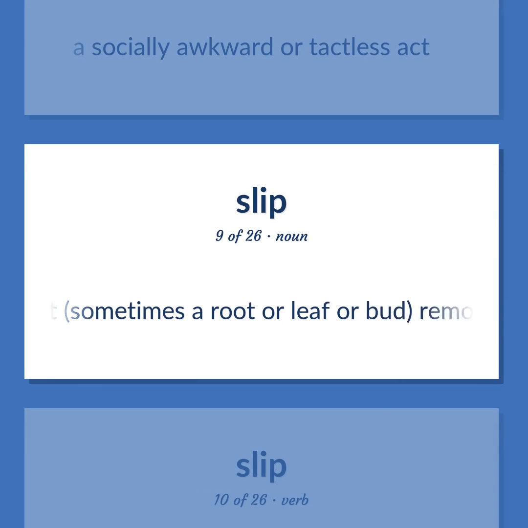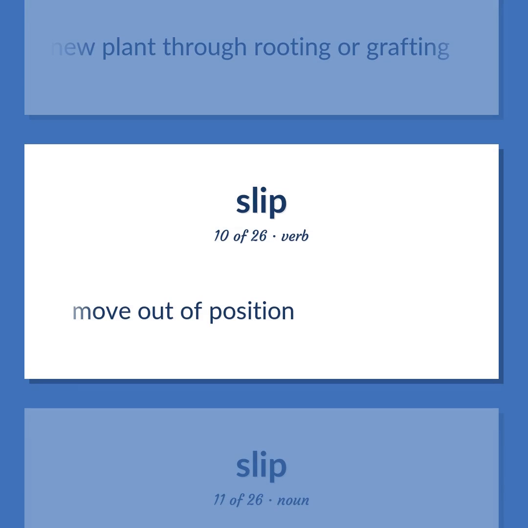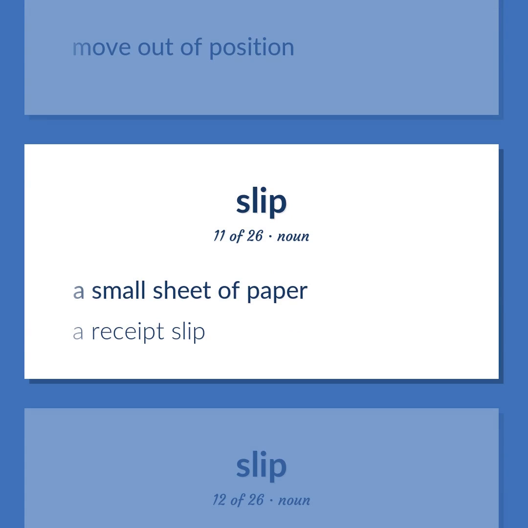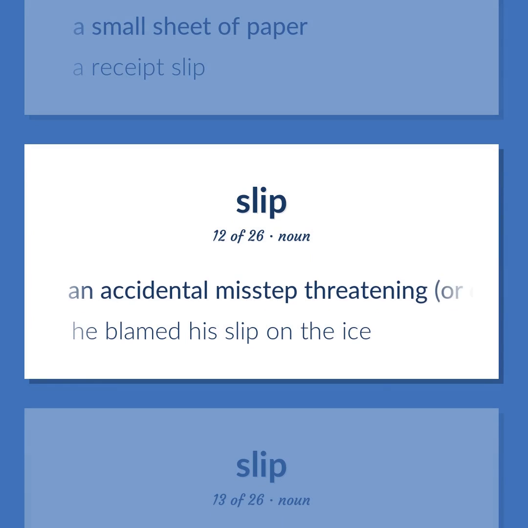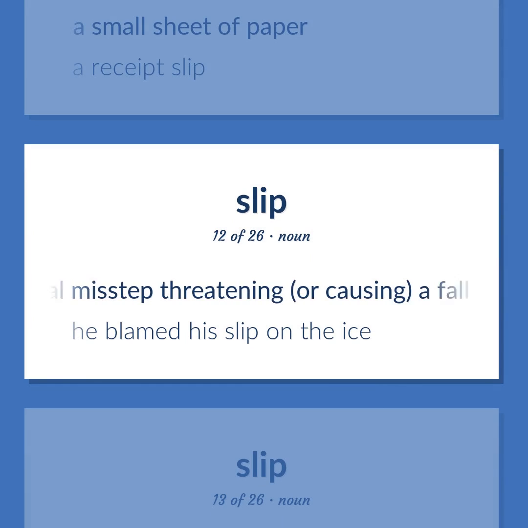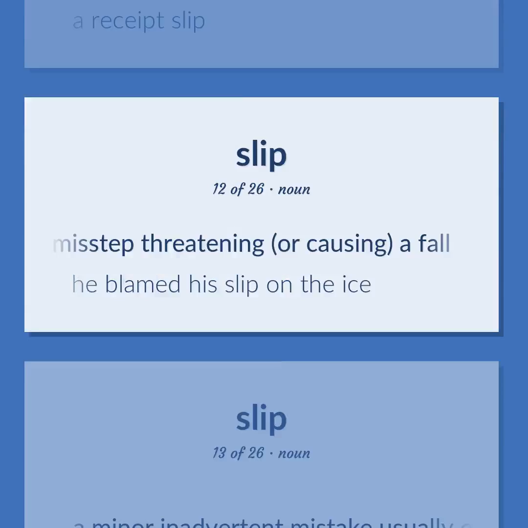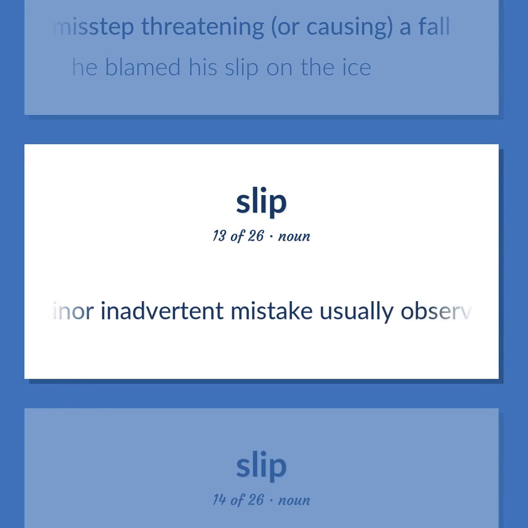A part, sometimes a root or leaf or bud, removed from a plant to propagate a new plant through rooting or grafting. Move out of position. A small sheet of paper. A receipt slip. An accidental misstep threatening, or causing, a fall. He blamed his slip on the ice. A minor inadvertent mistake usually observed in speech or writing or in small accidents or memory lapses, etc.